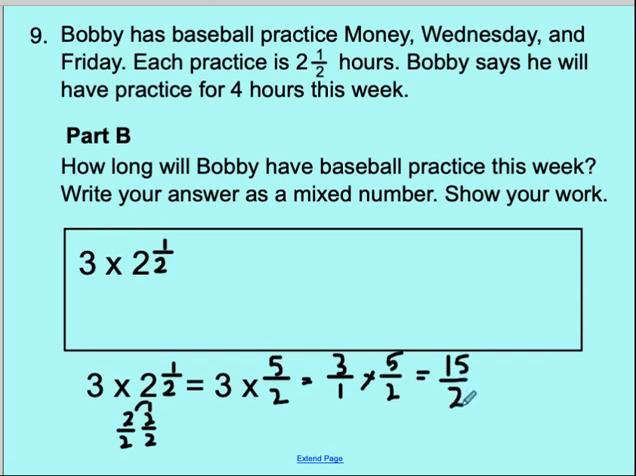Okay, now, of course, we still need to put this into a mixed number or a whole number, whatever it equals. So 15 can be divided by 2 7 times. So I know 14 divided by 2 is 7. And then there would be 1 left. So 1/2 left. So we know that this is going to be 7.5 hours. HRS, right? For our abbreviation.